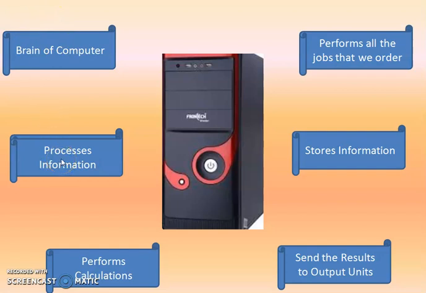Then it does all the processing, meaning it processes information. How does it process? Suppose we have given a simple calculation to perform, like 2 plus 2. Then these numbers are going to be added. But who is going to perform that addition? Not the keyboard and not even the monitor, but that addition is going to take place in your CPU. So that's why it processes information and performs calculations.